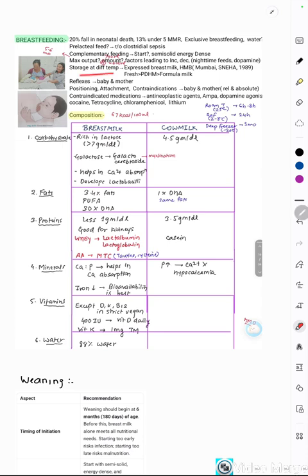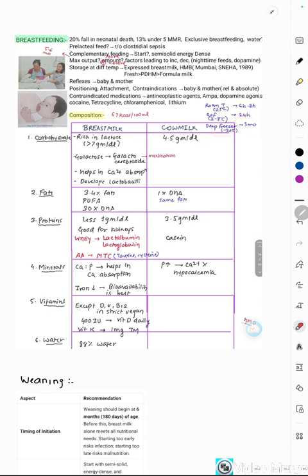The breast milk can be stored at different temperatures by expressing it. So at a room temperature of 25 degrees Celsius, it can be stored for 6 to 8 hours. At a refrigerated temperature of 2 to 8 degrees Celsius, it can be stored for 24 hours, and in deep freezers at minus 20 degrees Celsius, it can be stored for 3 months.